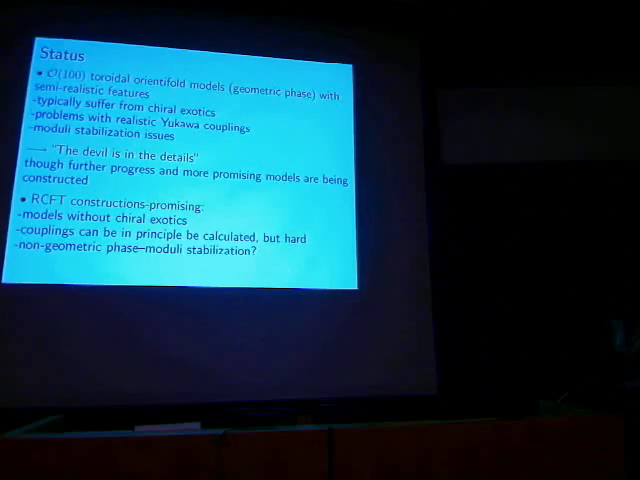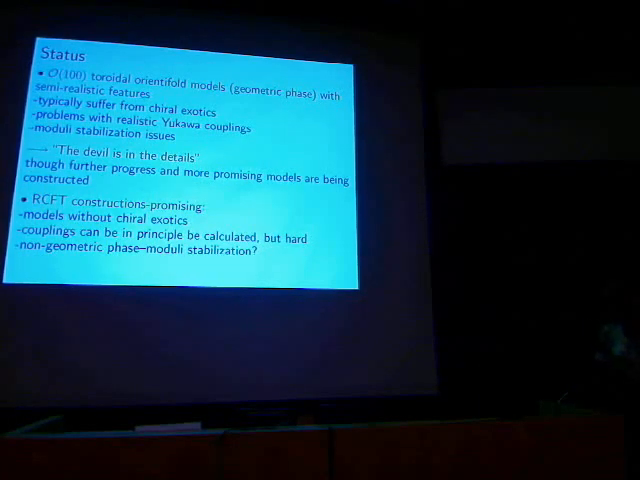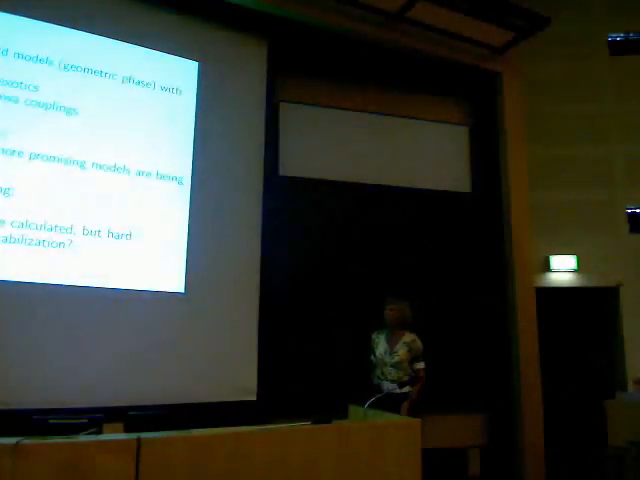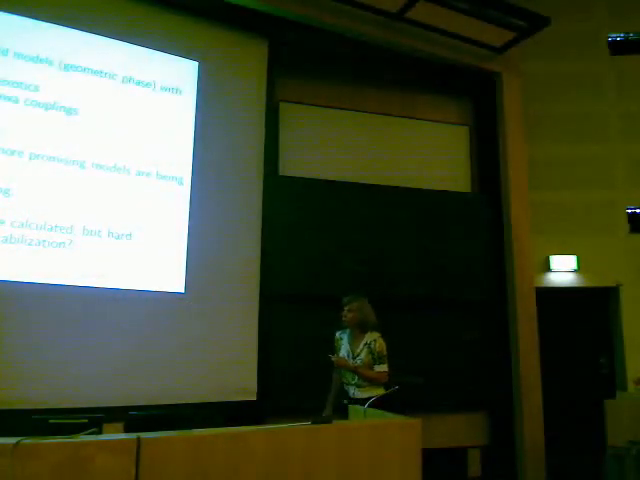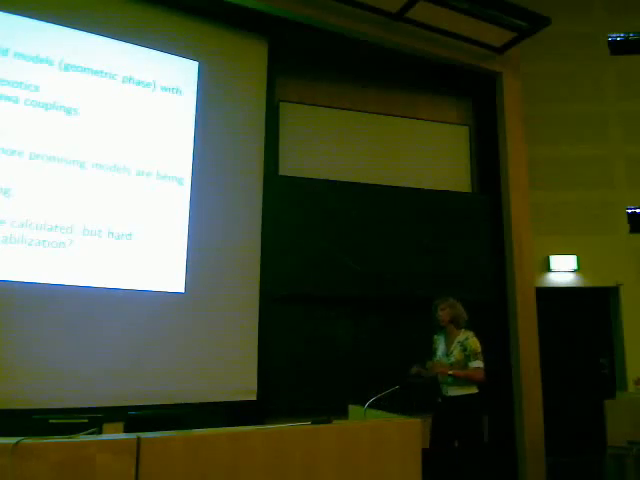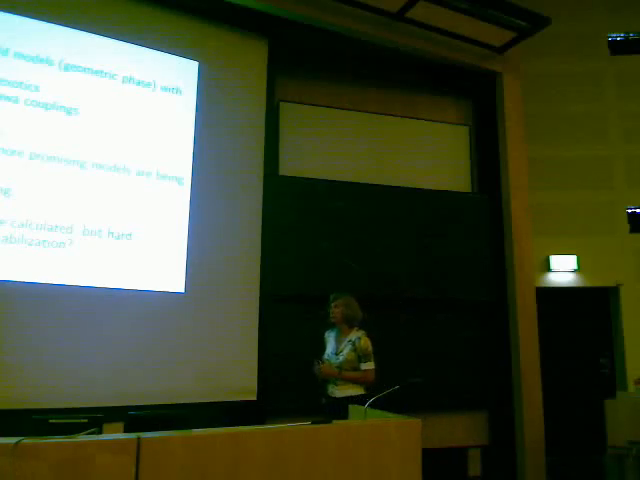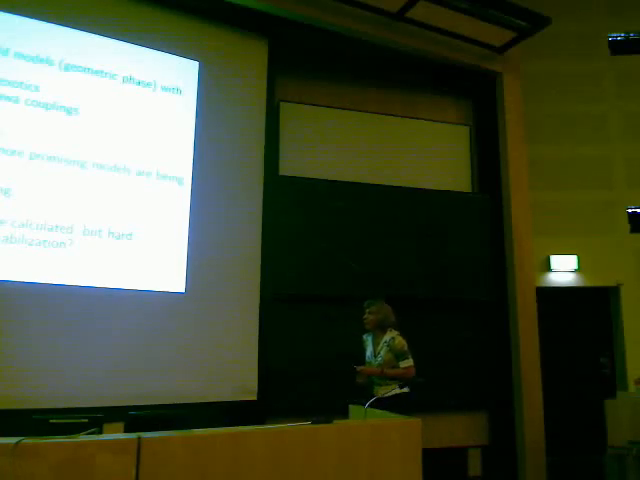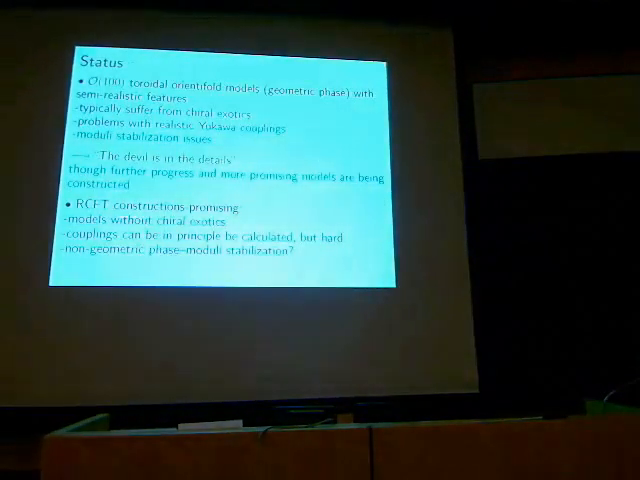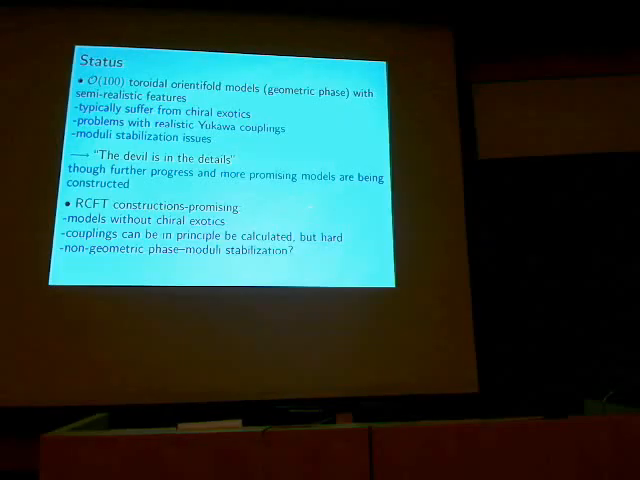So I refer to this problem. I give this big show of how it's geometric, how we get it, how we can engineer it. Everything looks great in broad strokes, but the real devil is in the details, because once we focus on particular models, they are detailed problems that we are dealing with. I should also contrast that with the developments in rational conformal field theory constructions, the non-geometric phase of type II string theory, where actually there are models without chiral exotics.